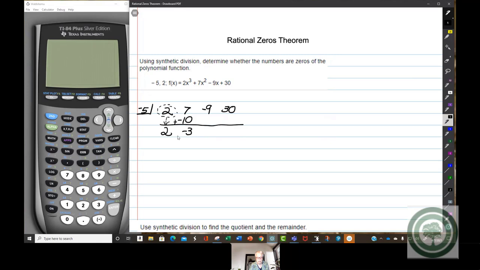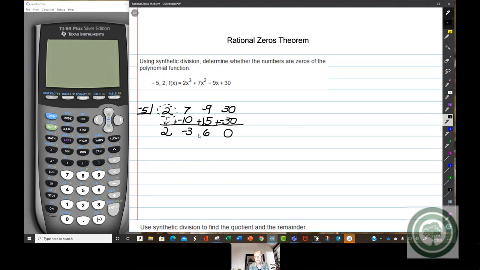Now, I take -3, the new number here that I just got from adding these, and I multiply it by -5, just like I took the 2 and multiplied it. -3 × -5 = +15. -9 + 15 = what? 16. Is that right? No, it's 6. 6 × -5 = -30. 30 + -30 = 0.